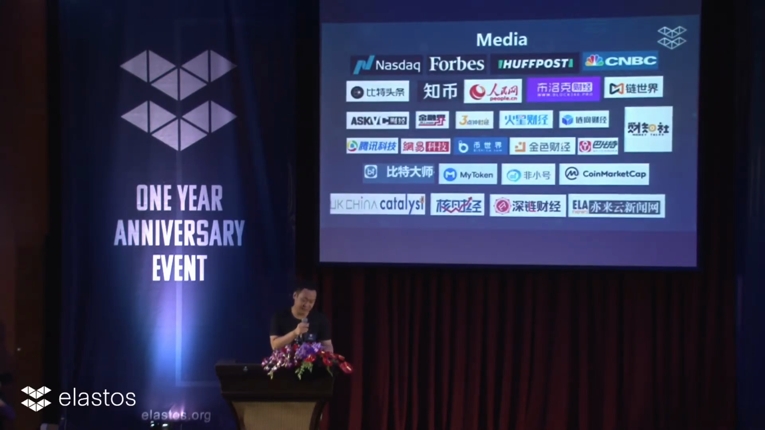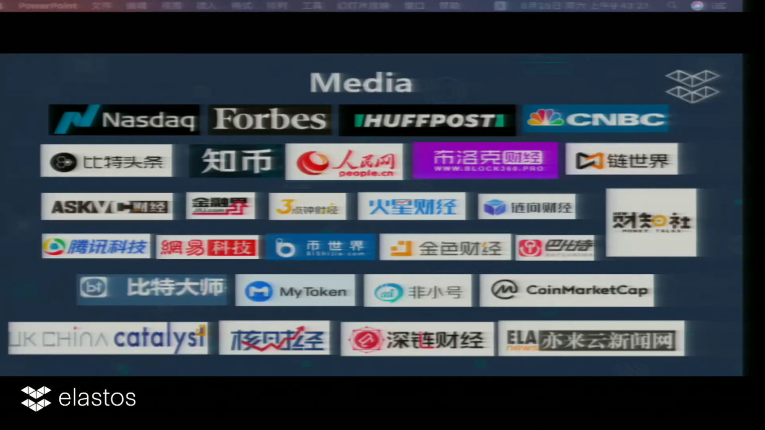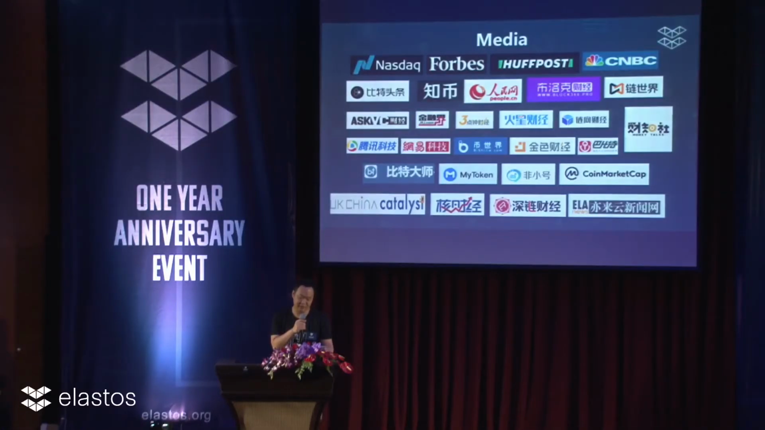Next is about the media. These media are just a part of our cooperating media. The number of released articles has reached 1,000 according to our statistics, and the total read times have reached 50 million. Today, our early partner media are also here. Thanks a lot for the past one year of cooperation, and thanks for your support in helping more people know and understand Elastos.